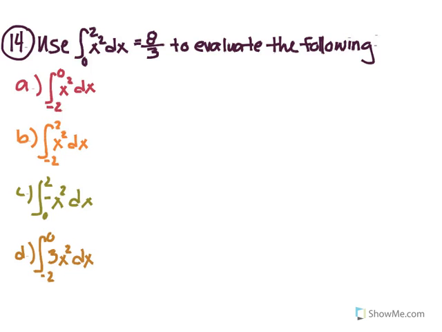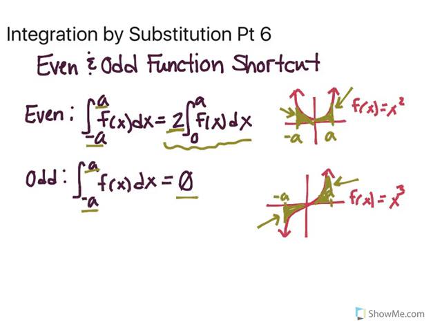Okay, so let's take this example. So we're going to use the integral from 0 to 2 of x squared dx, having a value of 8 thirds, to evaluate the following. Now what's important to note is what kind of function x squared is. Is it even or is it odd? And it's even, so it's going to have, just to refresh your memory, this property, okay?